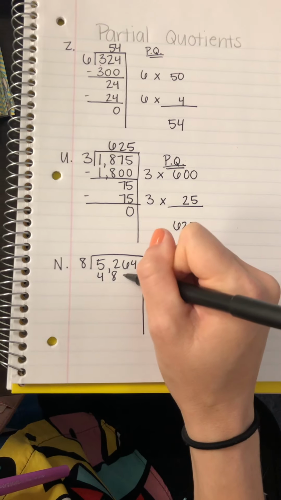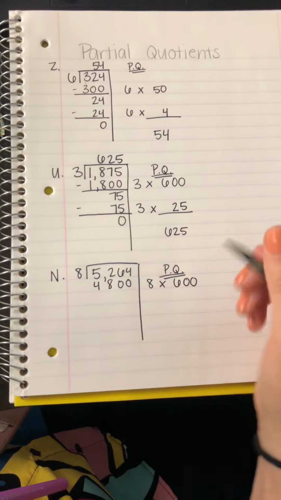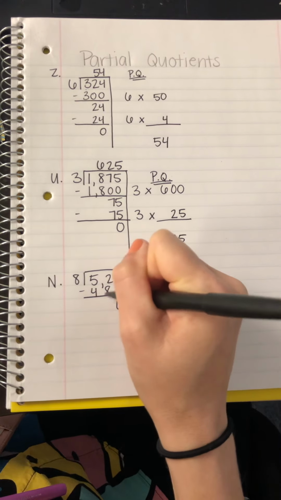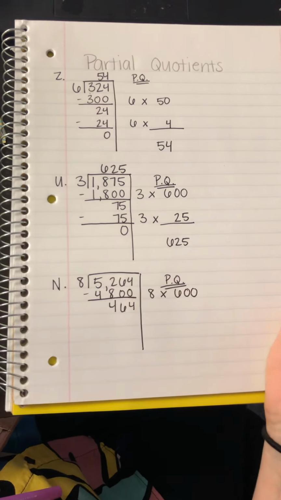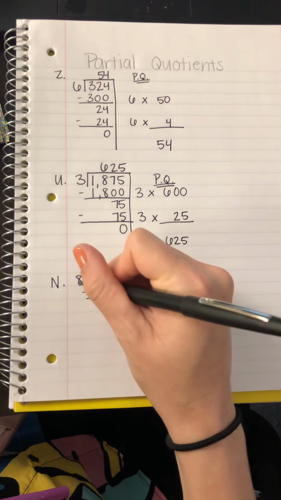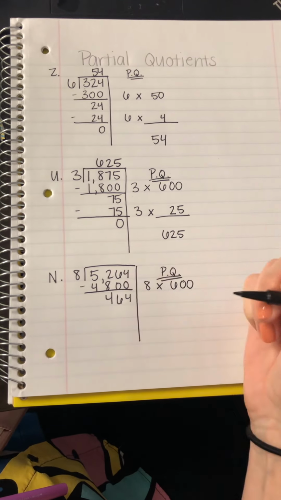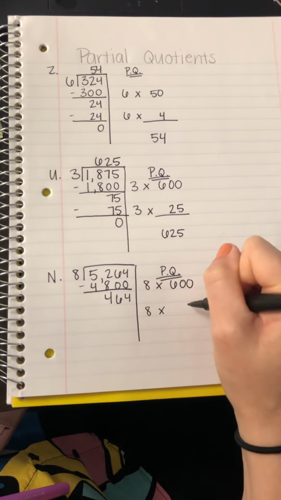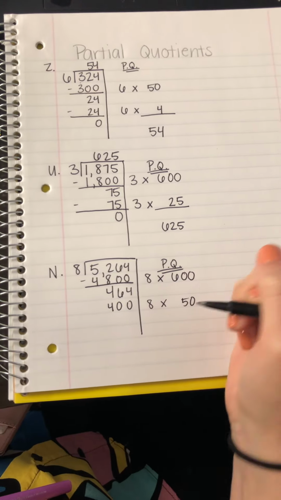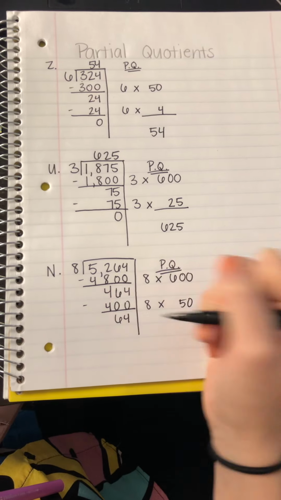And that needs to be 100 because we have these 2 zeros here. So 8 times 600 will be our first partial quotient. And then we'll subtract that out. And we are left with 464. Now we are going to see how many times we can multiply 8 to get to 46 without going over. So 8 times 50 will get us to 400. And then subtract that out, and we are left with 64.